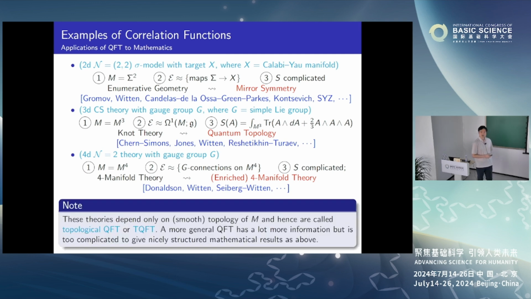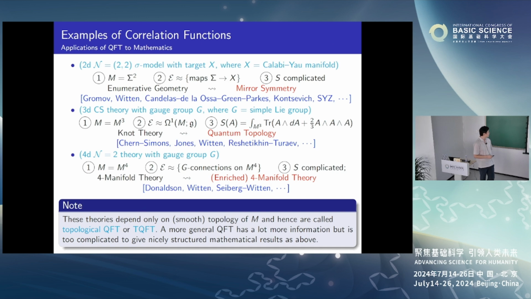One thing I want to note is that all these cases, which are, again, essentially the most important, historically speaking, applications to mathematics as of yet, all depend only on the topology of your space-time manifold M. So that's why it's called topological QFT, or TQFT. And you may wonder, then what if we consider more general QFT? Doesn't it have even more information? Isn't it even more fun? That should be true in a sense.